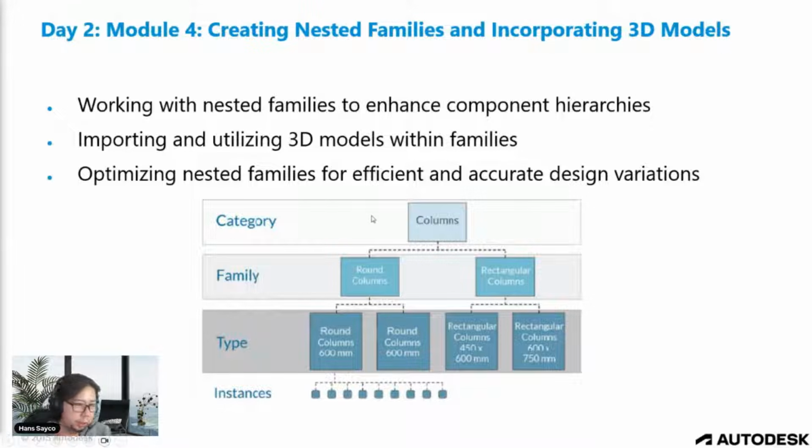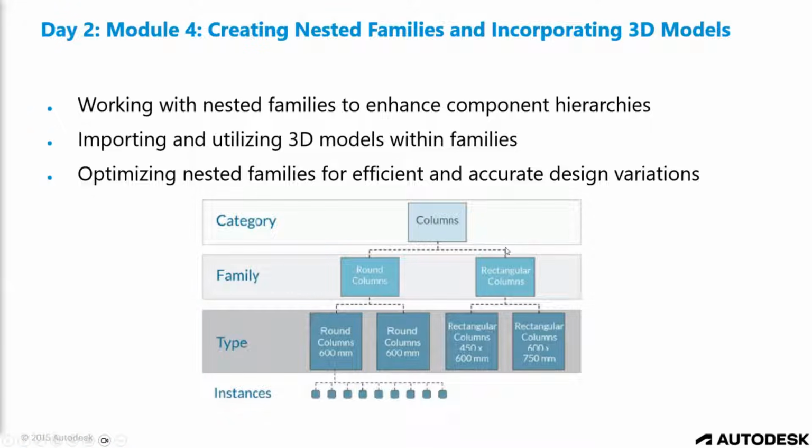So just a quick overview on the hierarchy of the families. So it is divided. For example, if we have a column, family of columns, so it is the name, the category is column. So it's either family has different or other type.